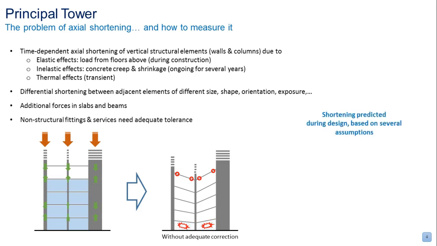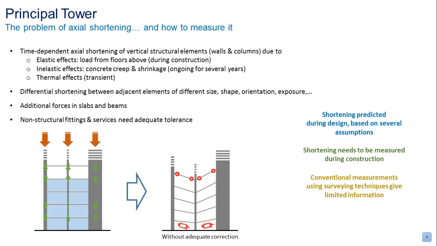So what tends to happen is that the designers try to predict how much shortening is going to happen in each individual element at certain stages in the construction to enable the contractor to account for that. But the onus is placed on the contractor to get it right, because these predictions are based on a lot of assumptions, and they're done using empirical models. So the contractor invariably has to measure how much shortening is happening during the construction and the floors that have been constructed already to be able to adjust those predictions.